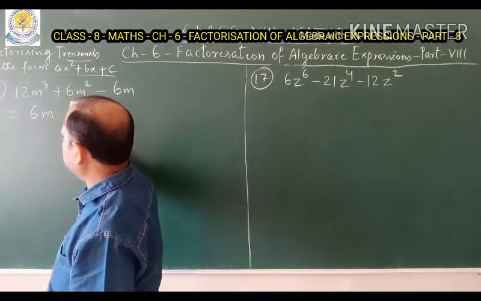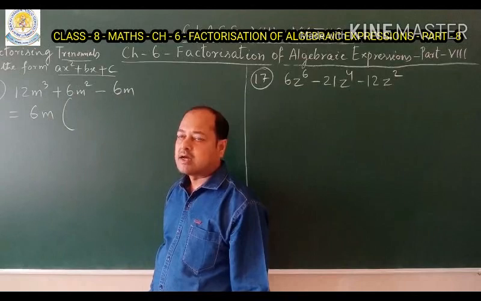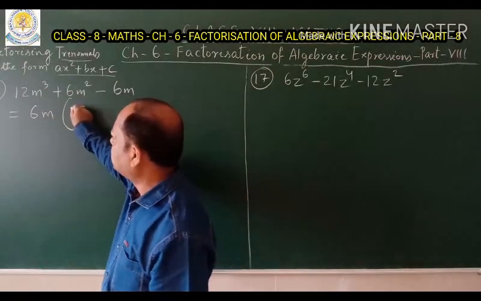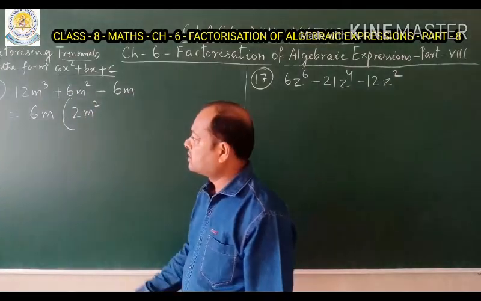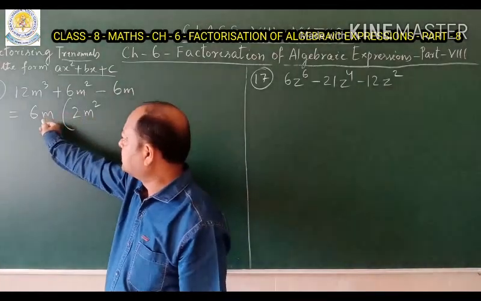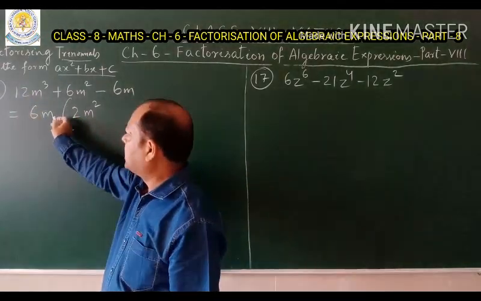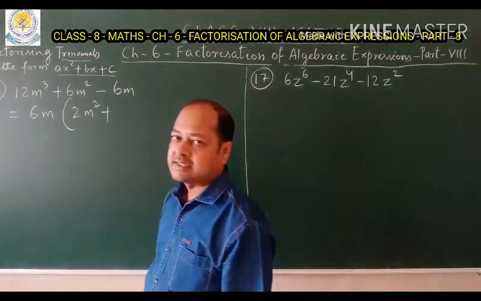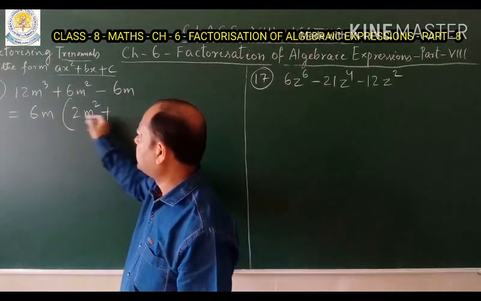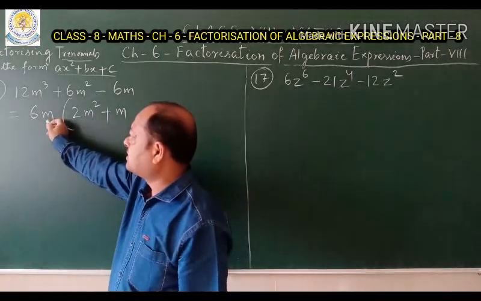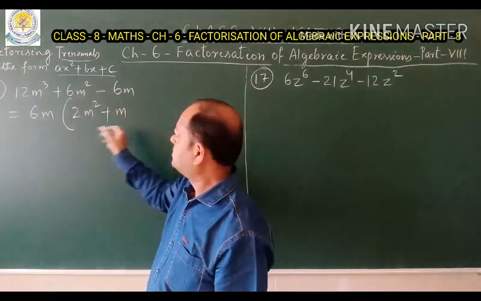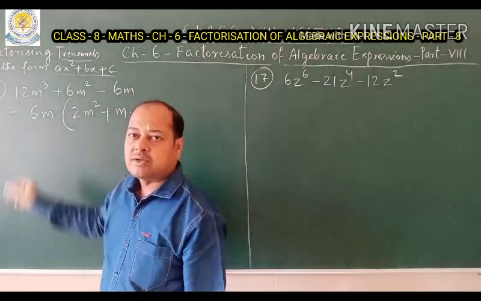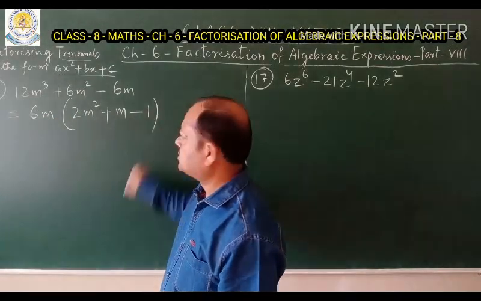If you take 6m common, what will the three terms change to? From 12m cube, if you divide by 6m, what will you get? That is 2m square, because 2m square multiplied by 6m gives 6 into 2, 12, and m into m square, that is m cube. Plus, now look at the middle term, 6m square. If you divide by 6m, what will you get? That is m, because 6m into m is 6m square. Minus, now the last term is 6m. If you divide 6m by 6m, what will you get? That is 1.